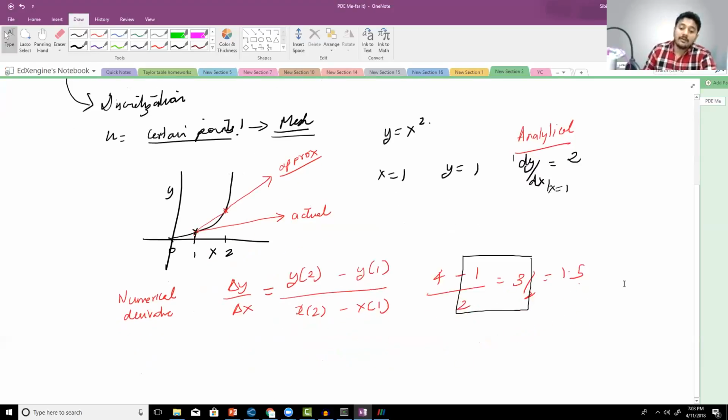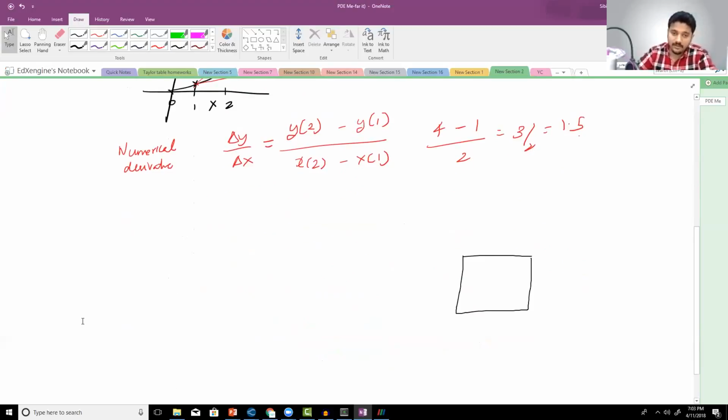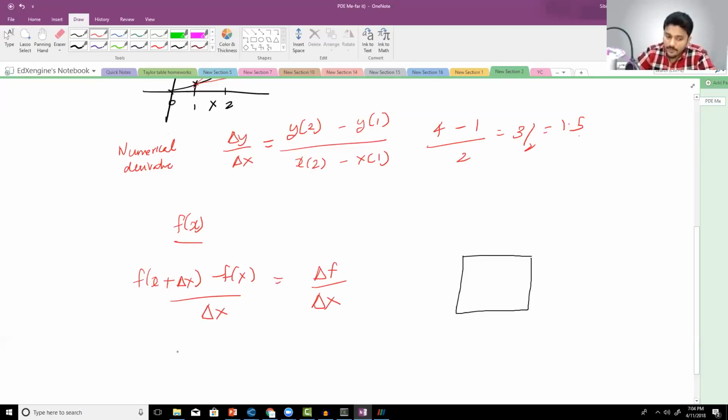But this gives you a very big advantage. The analytical derivative is good, but the numerical derivative gives you a big advantage. If you have a function, and I know the function's value at a present location, at a particular value of x, then I can use this formula. Which means I can use f of x plus delta x is equal to f of x plus delta f by delta x into delta x.